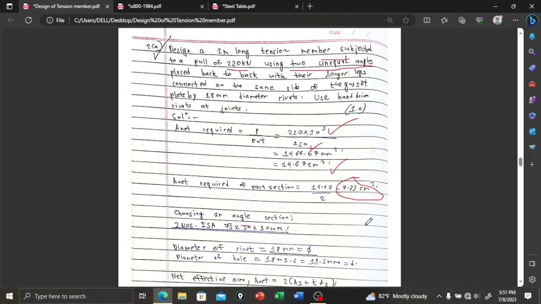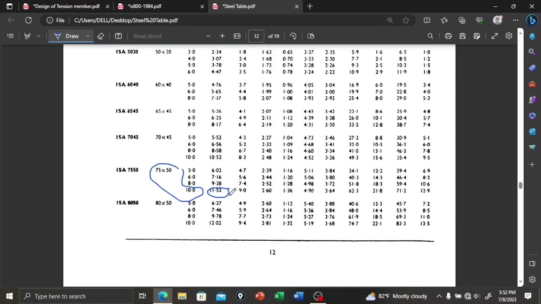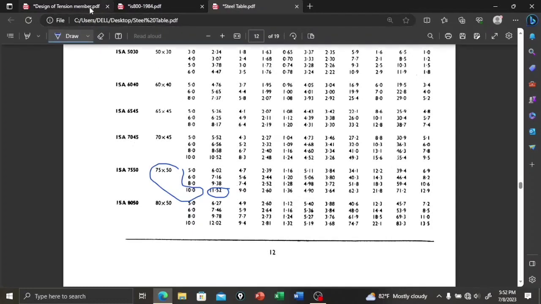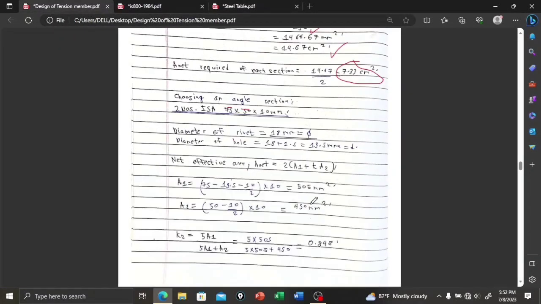So by increasing this 7.33 up to 30%, it is around 9.5, but I choose 11.52, which is okay. Slightly uneconomical, but it is safe. So diameter is 18 given in question. Diameter of hole is 1.5 more because this 18 is less than 25, so 1.5.